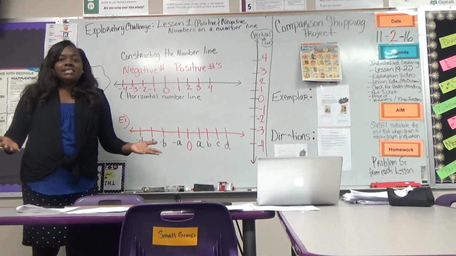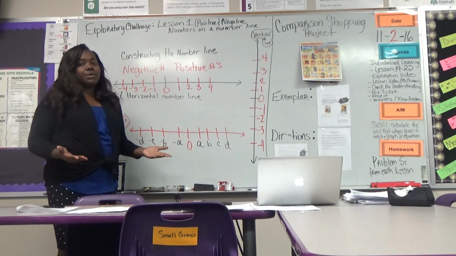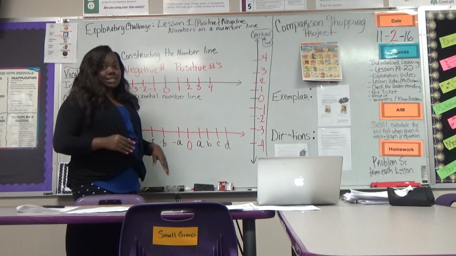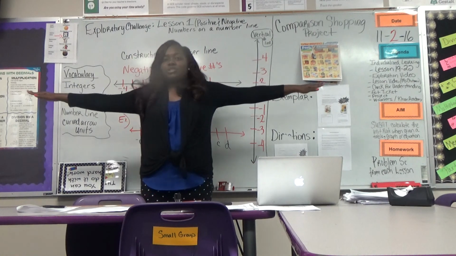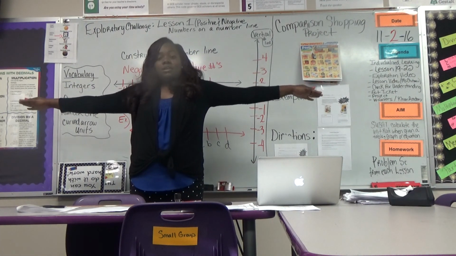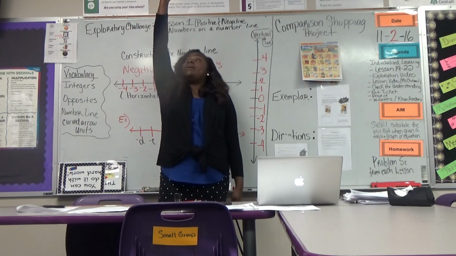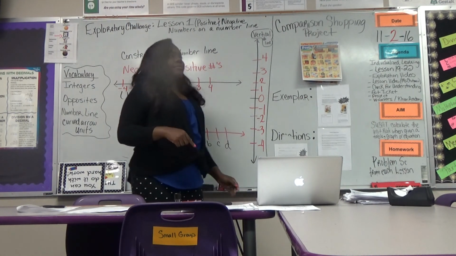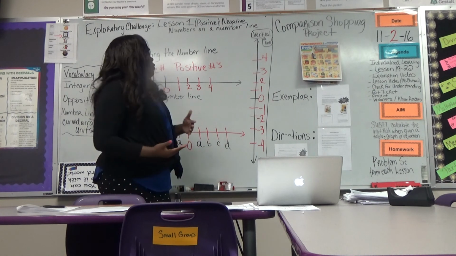Alright, so like I said in the last video in our exploratory challenge, you learned about a horizontal number line, which goes straight out from left to right, like my arms are positioned. And you also learned about a vertical number line, which goes straight up and down or north and south. So we're going to pick up where we left off.